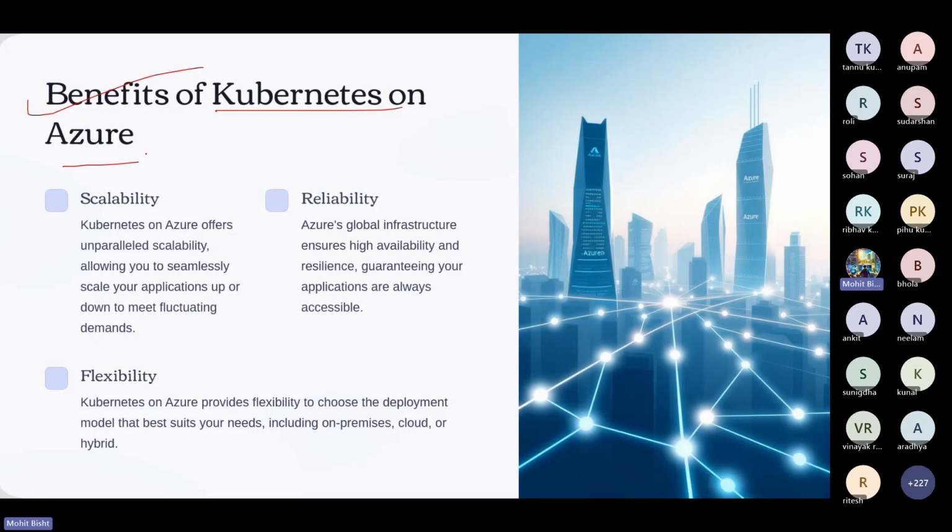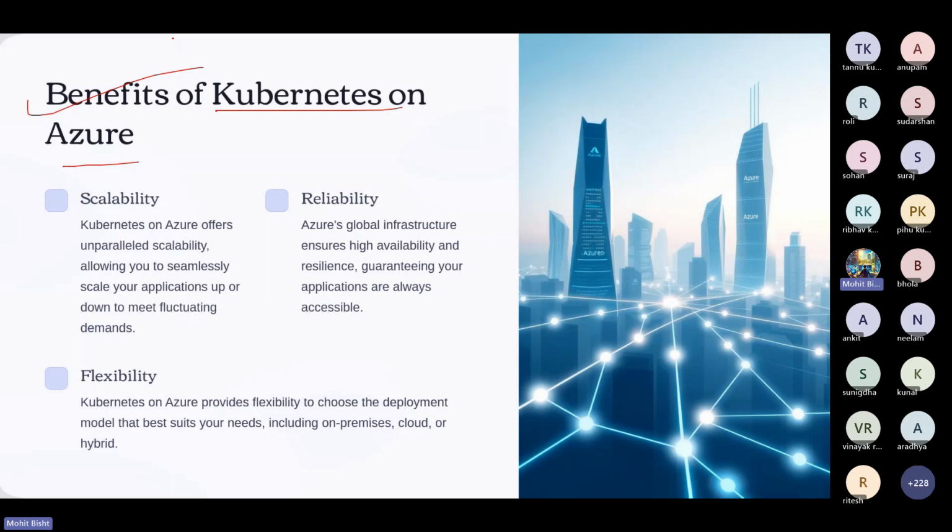So we learn about scalability, reliability, flexibility and other things. Suppose there's a lot of traffic coming in due to some festival or some uncertainty. What we can do is go to the Azure platform and use the Kubernetes services and other things. Now let's talk about reliability.